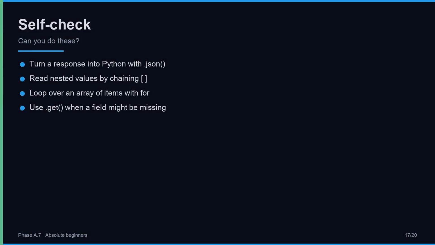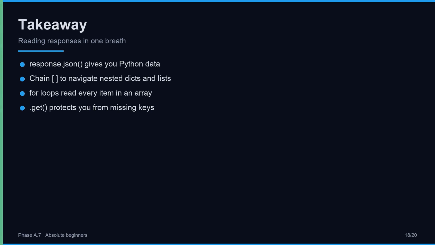Quick self-check. Can you turn a response into Python data with response.json()? Can you read a nested value by chaining square brackets, dict key, then list index? Can you loop over an array of items and print one field from each? Can you use .get to safely read a field that might be missing? If any of these feels shaky, re-watch the matching code and try it yourself. The shapes are small, and they repeat in almost every API script you will ever write. Say each out loud.